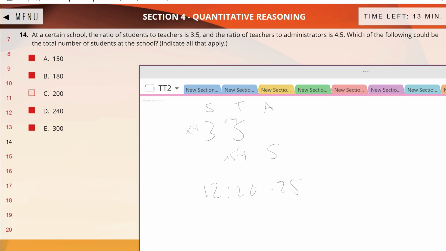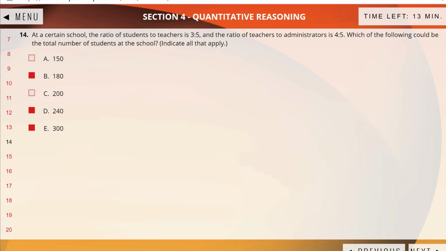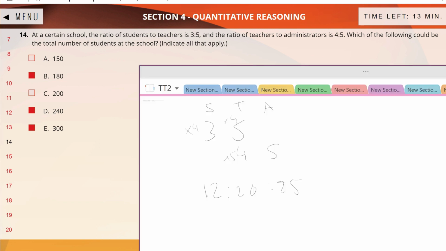So maybe it has to be a multiple of 12, which actually eliminates some of them, wouldn't it? 150 is not a multiple of 12. 180 is a multiple of 12. These two are as well, multiples of 12. And why is 150 wrong?